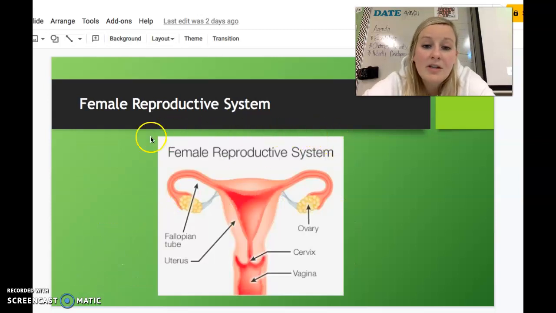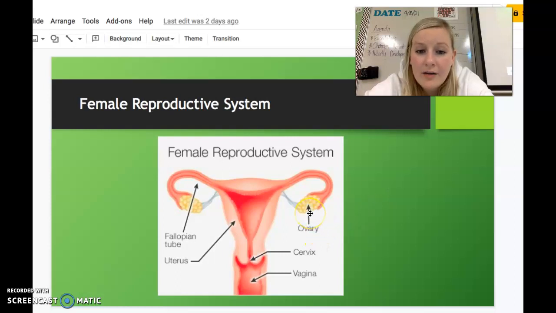So here's the picture for the labeling part. So again, now you're going to want to switch over to the labeling notes. So if you need to pause the video, please do so. With the female reproductive system, compared to the males, there are a lot fewer parts, a lot fewer things to label, because it is more of a simple process.